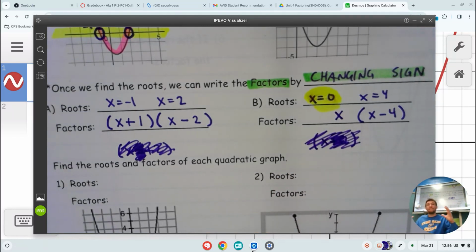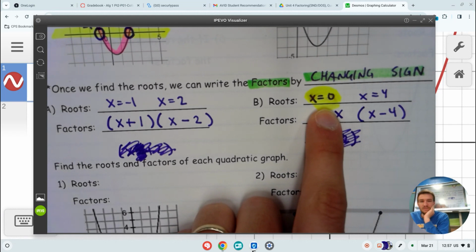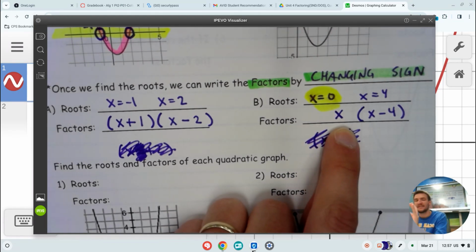Because all that parentheses do is group stuff together, and we just don't have anything to group together. You will have a question on the classwork today, and it will say x equals 0, what's the factor? And I'll probably have 3 people who raise their hand and say, I don't know what's going on here. Okay? If your root is 0, your factor is just an x.